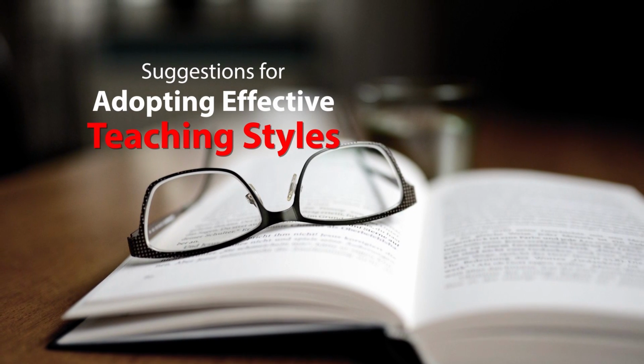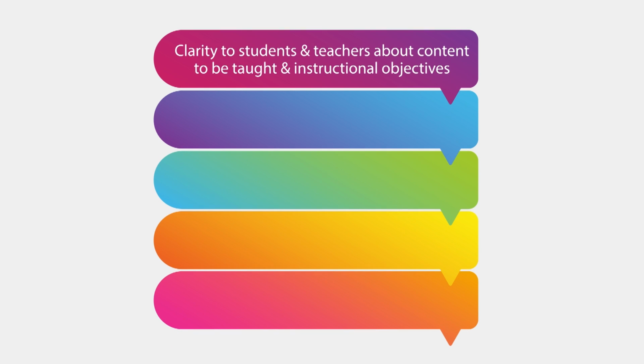Now, how can you adopt effective teaching styles? So here are some suggestions for you learners. First, there must be clarity for the students and teachers about the content to be taught. What is to be taught to the students? What are the instructional objectives that are to be achieved by the learners at the end of the lesson? This must be clear to the students as well as the teachers. And if these are clear, you will definitely adopt an effective teaching style.